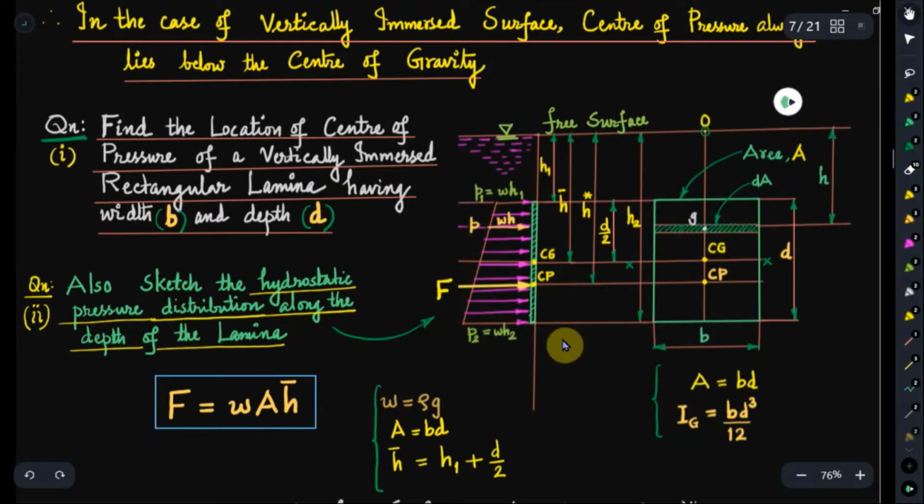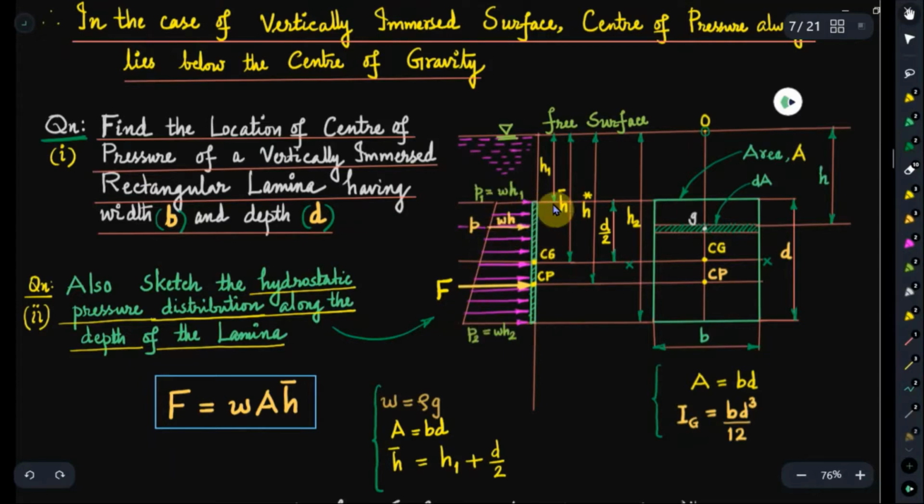In the case of a vertically immersed lamina, the hydrostatic pressure distribution is like this. If the upper edge of the vertical lamina is at a certain depth below the free surface, the pressure distribution is a trapezoidal load variation. It is smaller at the top and maximum at the bottom, and it shows a linear variation like this.